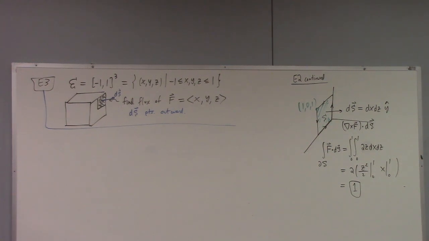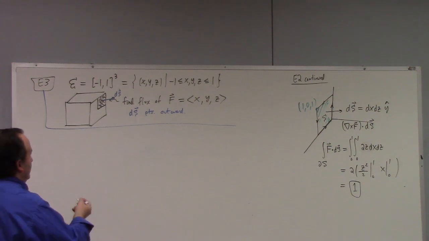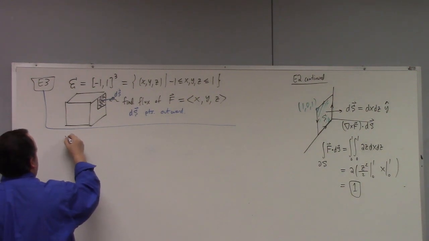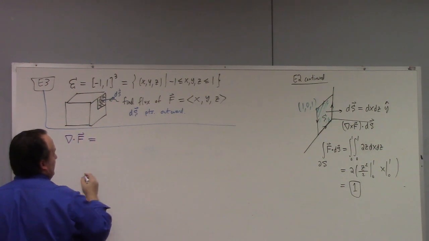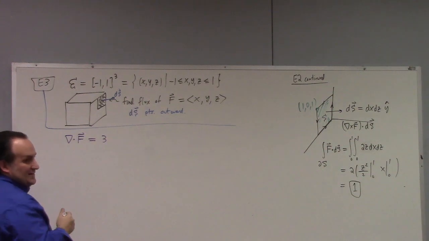So first of all, this is pretty clearly a divergence theorem problem, right? This is not a Stokes theorem problem. I think we can agree. So first of all, let's calculate the divergence of F. What's the divergence of F here? It's 3. All right, well, that's nice.